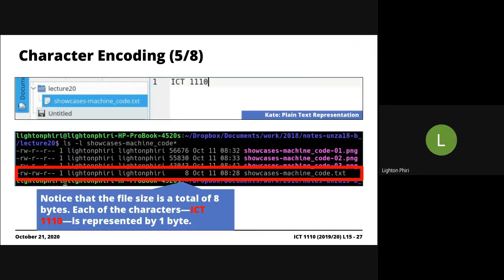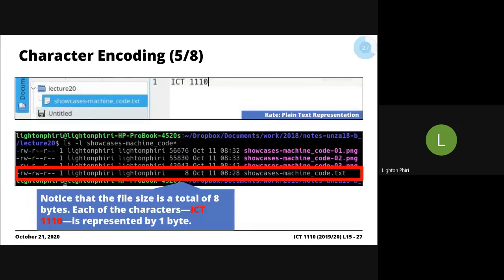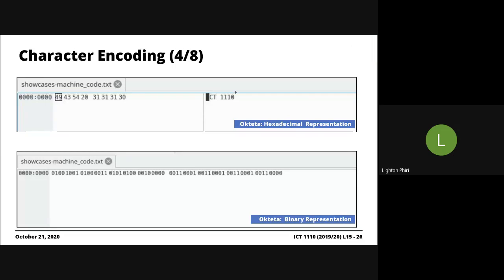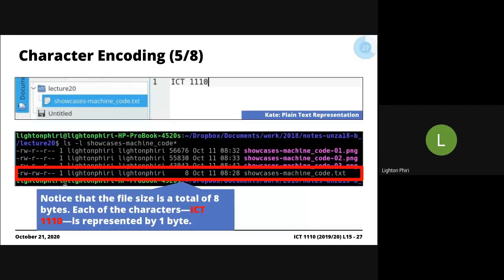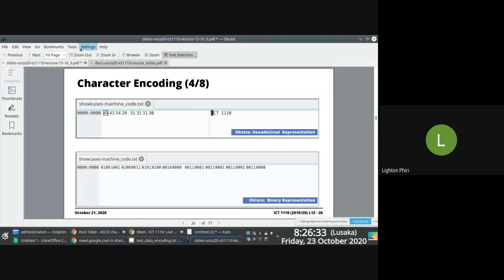And again, just to showcase the same example, the ICT 1110 example here, ICT space 1110, with uppercase I, uppercase C, uppercase T, you notice that this is something we spoke about earlier today, but just to rub it in, I was showcasing that if we create a file that has this textual content, ICT space 1110, we can do a couple of interesting things. Aside from viewing the contents using a hex editor, so that we're able to see the binary representation of the content, like so.